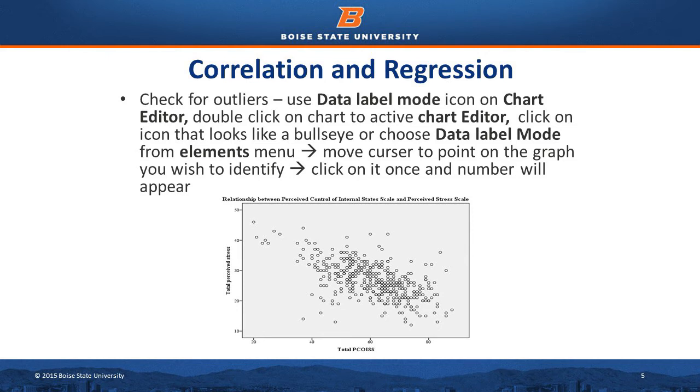Double-click on the chart to activate the chart editor window. Click on the icon that looks a bit like a bullseye and move your cursor to the point in the graph you wish to identify. Click on it once and a number will appear. This ID number is the ID that you gave to the participant's survey, which you can refer to in order to confirm that this value is correct.